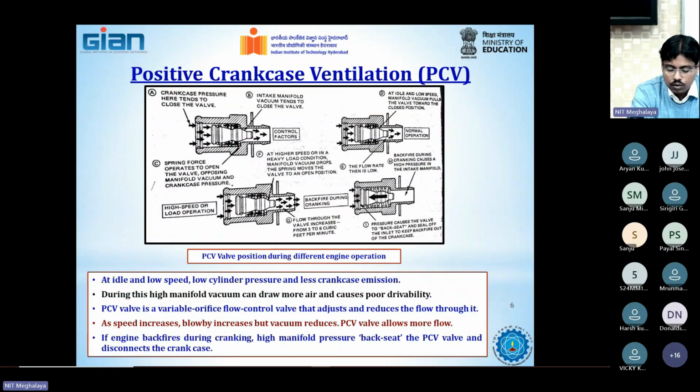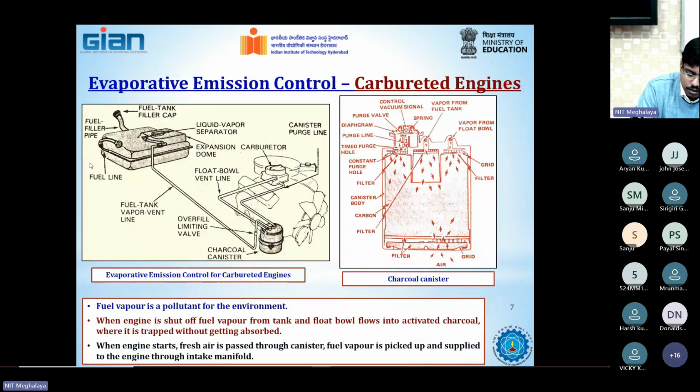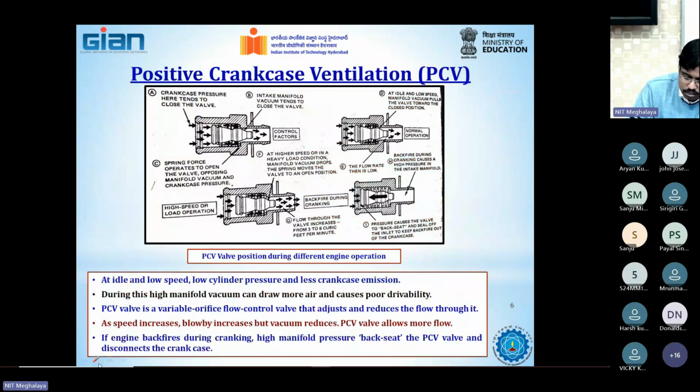Now, we cannot just supply the blow-by gases directly into the intake manifold. Why? Because the engine runs at a different speed and load. Speed and load of a particular engine, whether a petrol engine or a diesel engine, an SI engine or a CI engine, whatever the type of engine, speed and load conditions may vary. So when speed and load conditions vary, the manifold condition is also variable.